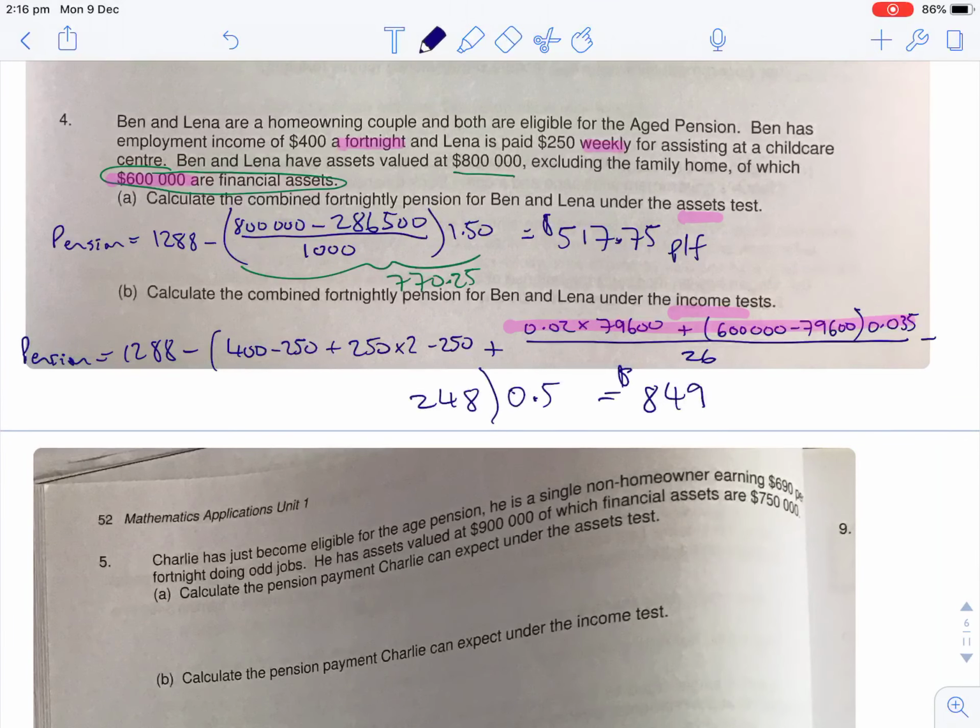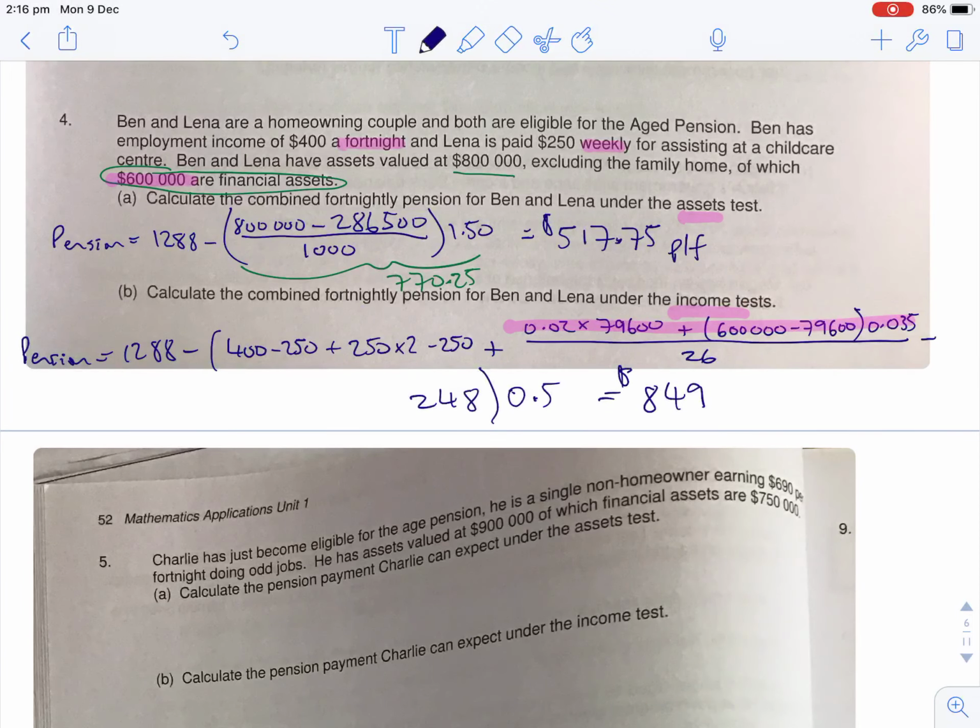$849. Now, if you wanted to work out the deduction on its own, you would have got $439. And again, that's rounded, so I actually got $438.88. I think your textbook has rounded it to the nearest dollar first. I don't mind if you do remember to round that or not, as long as you get close enough and you show me your working, we should be fine. So that's how you would do that one.